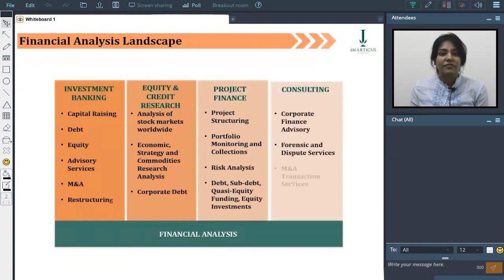Firstly, you have investment banking units present. What do investment bankers do? They help in capital raising. Now this can be either through debt or through equity. And then of course they have advisory services. These advisory services are given to clients who are looking to do an M&A or to restructure their business so as to achieve higher growth. Then we have companies which are basically into equity and credit research.